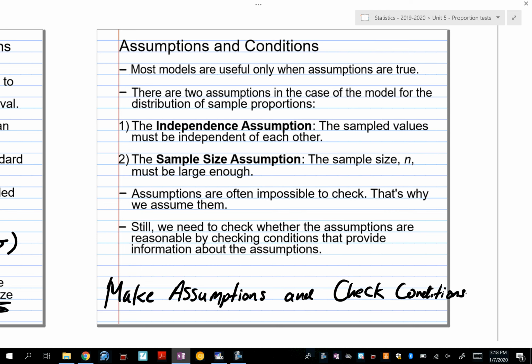Some students, after we do a bunch of these, start to feel like most of the work they do is just checking and making assumptions, and that the math part is not actually the hard part. The most challenging part is making sure you write all the stuff. So you'll be doing a lot of writing this semester. Okay, everybody good with the assumptions?